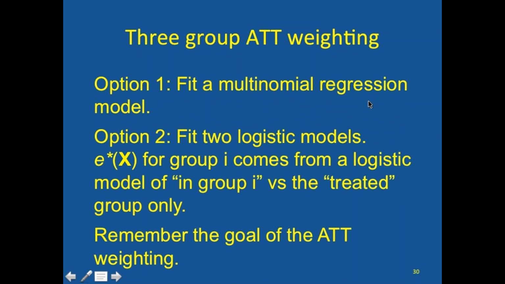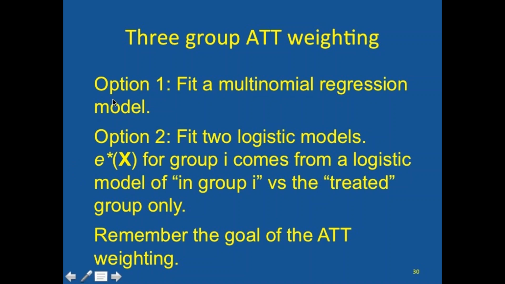If we're comfortable fitting that model, that gives us, for any set of covariates, all 3 sets of probabilities. You have the probability of being in group 1, the probability of being in group 2, and the probability of being in group 3 for any given set of covariates. But again, not totally comfortable with the multinomial model. We can get here by fitting 2 logistic models.